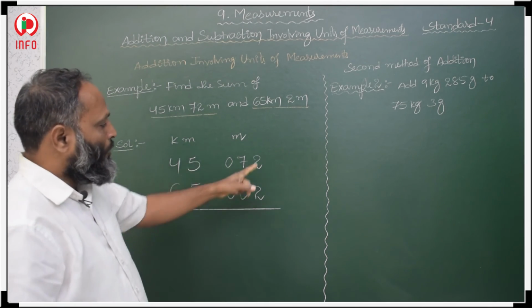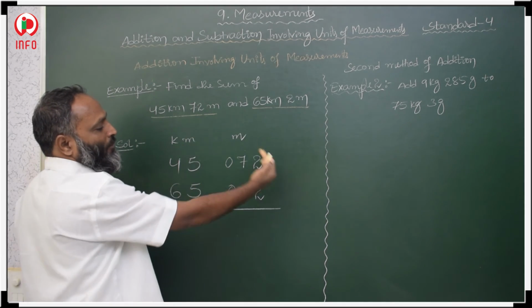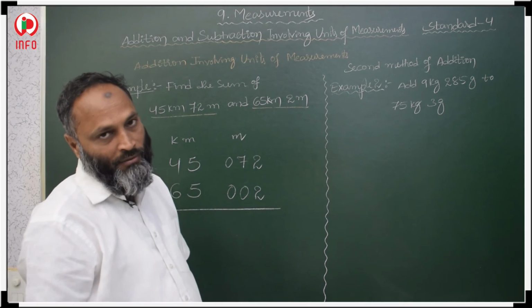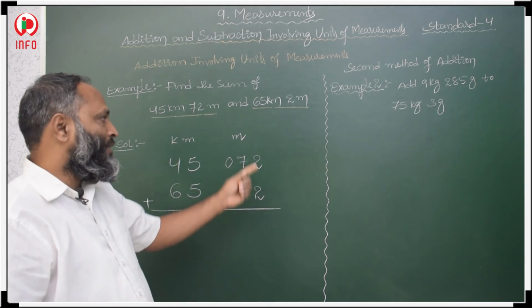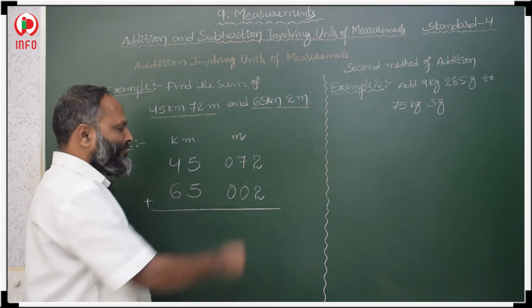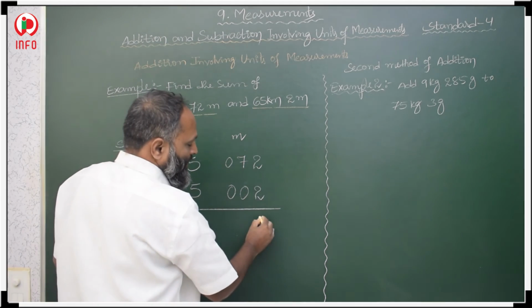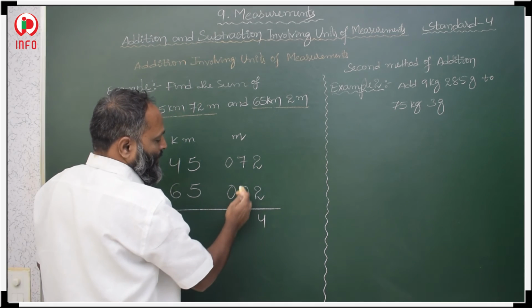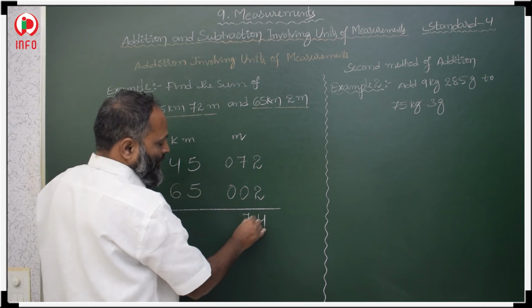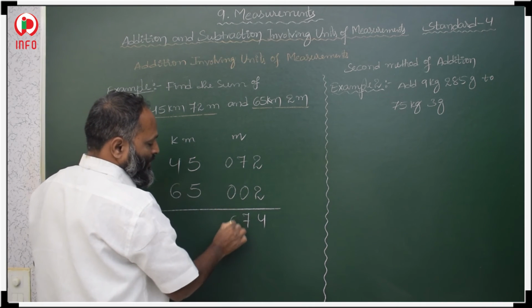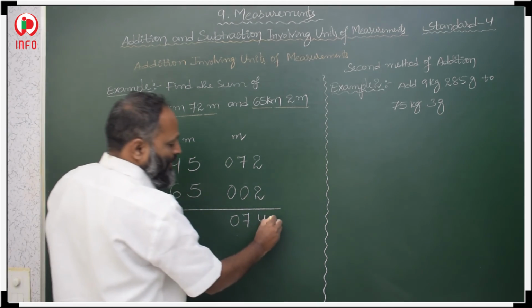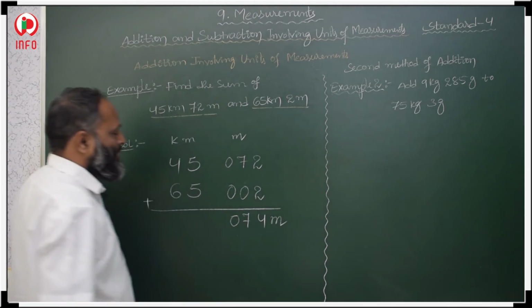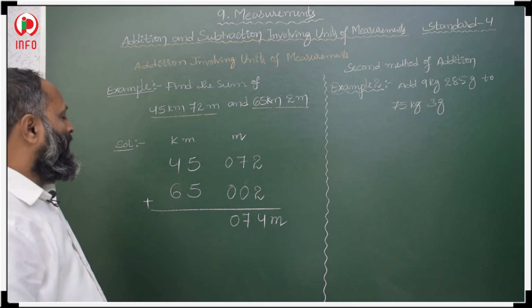2 plus 2. How to add? The extreme right digit of the meters, so we add from right to left. We start from the meters ones place, that is 2 plus 2. 2 plus 2 is 4. 7 plus 0, 7. 0 plus 0, 0. The meters part is over. So these are 74 meters. Now the kilometers part we have to add.